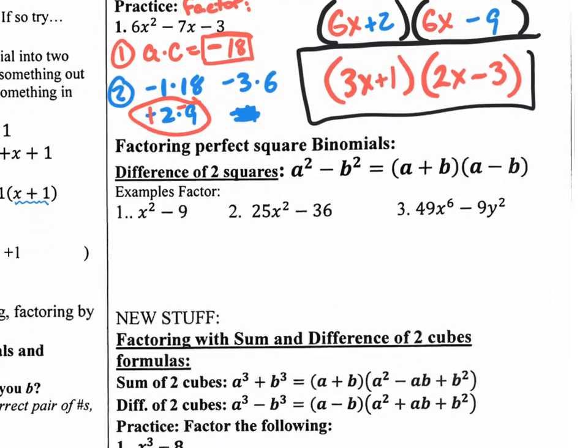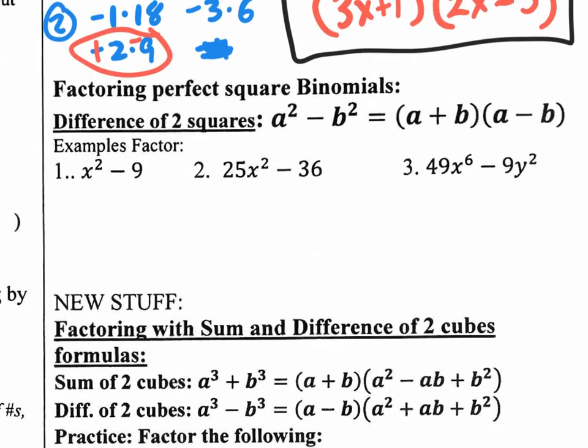Now, in the past, we've already factored perfect square binomials, all right? But I never actually gave you the difference of two squares formula, all right? So go ahead and jot this down right now. Write down difference of two squares, and then write down, remember, difference is minus, so put a squared minus b squared equals, and then put binomial times binomial, a plus b, a minus b. Go ahead and copy that difference of two squares formula.